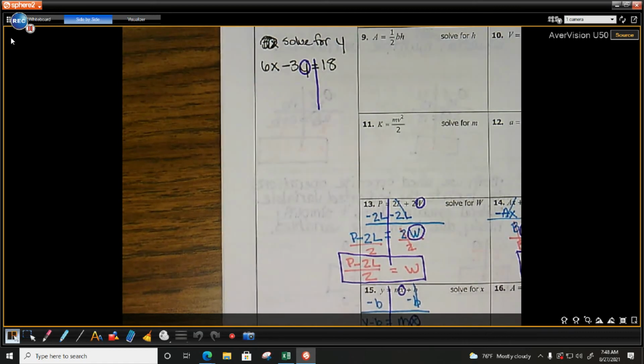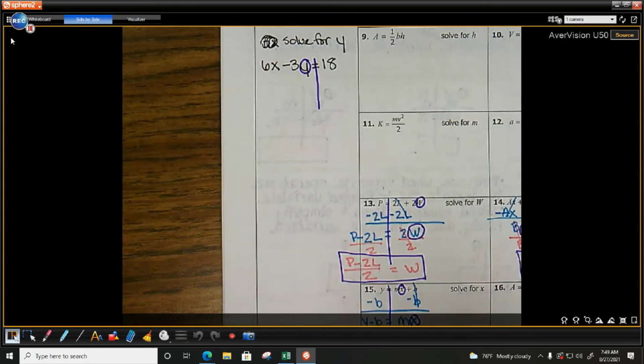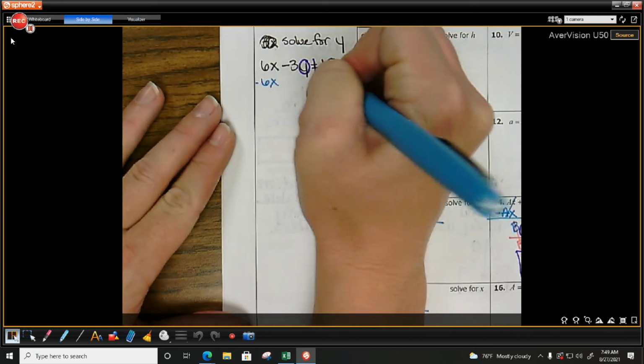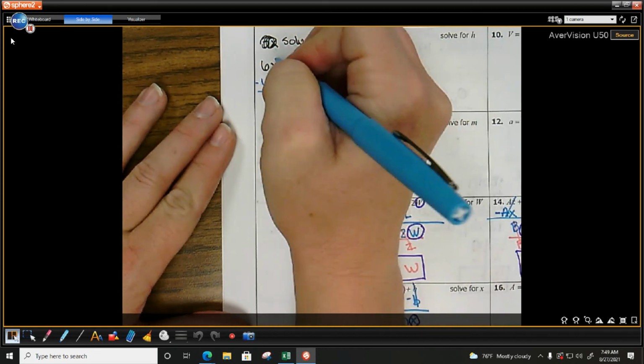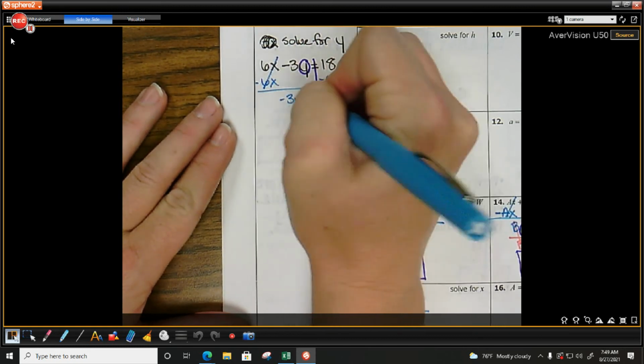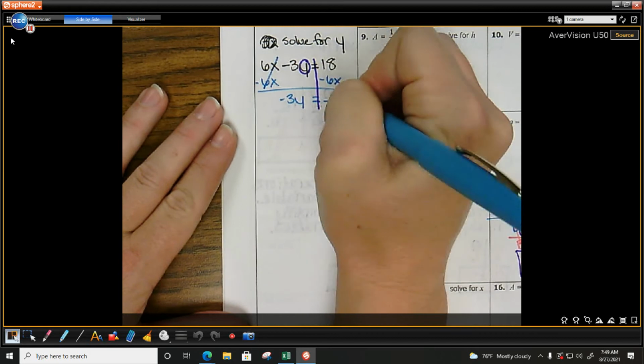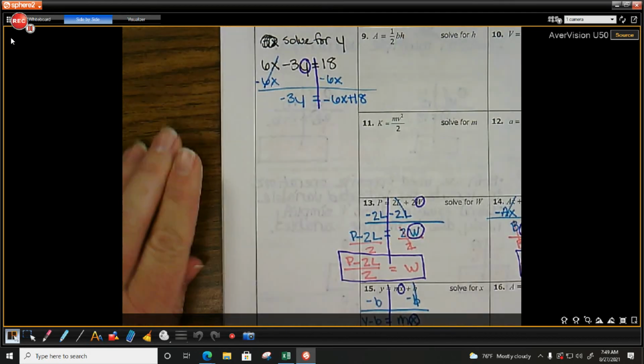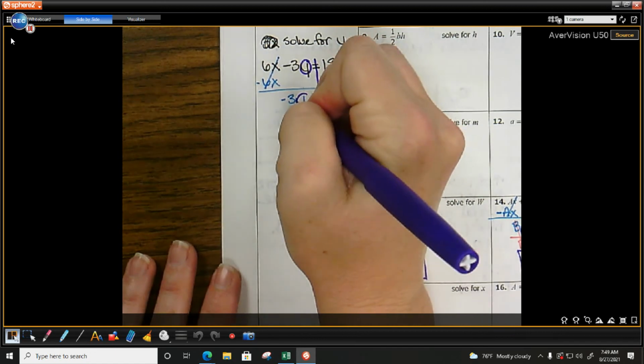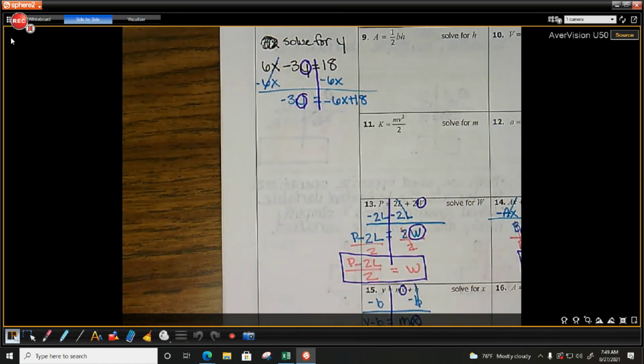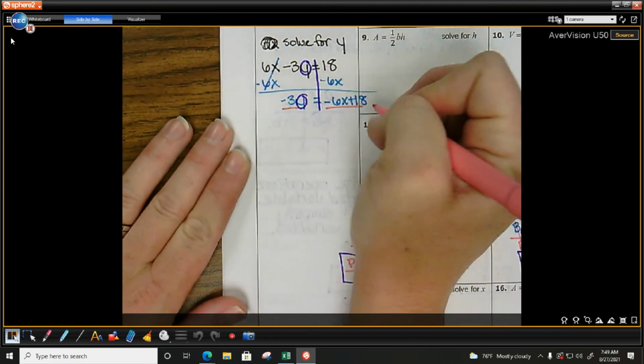Okay, what's on the same side as the y, but not glued to it? The what? So the 6x, so I'm going to subtract 6x to move it to the other side. Very good. So 6x minus 6x cancel, drop down your negative 3y. I'm going to put my x in front of my 18. Okay? Keep your y circled. What do I do next? Divide by what? Negative 3. Divide by negative 3. Great job.